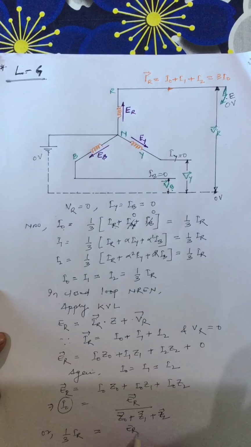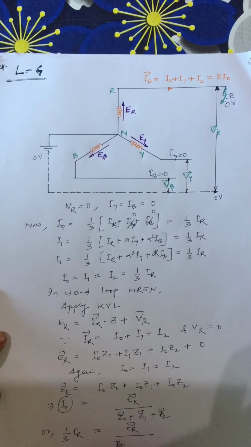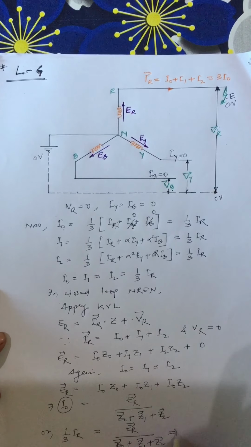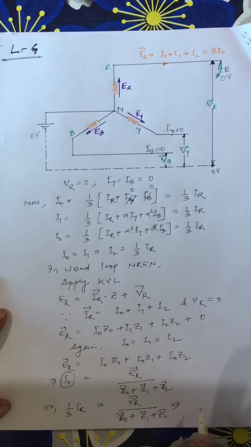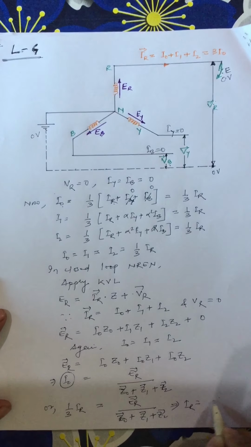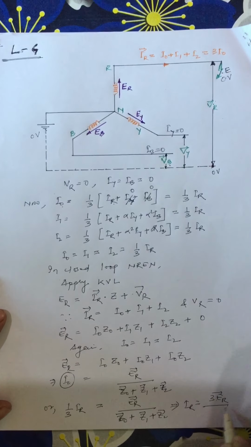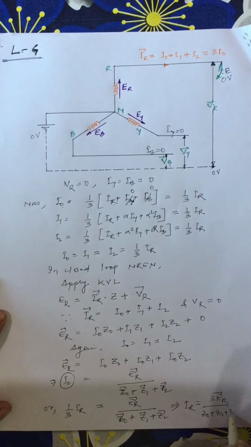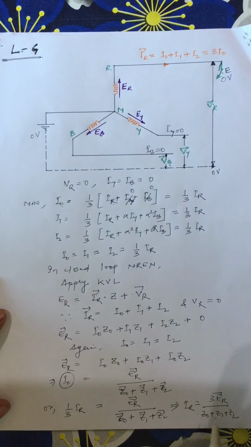this implies that ER equals Z0 plus Z1 plus Z2 times IR by 3. This implies that IR equals 3ER divided by Z0 plus Z1 plus Z2. Here we can see that we can analyze one circuit from this equation, where the source voltage is 3ER and the internal impedance is Z0 plus Z1 plus Z2, and the current flowing through the network will be IR.